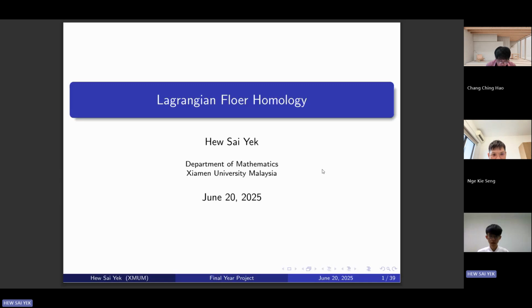Good evening, everyone. Today my topic is Lagrangian Floer homology. Lagrangian Floer homology was introduced by Floer. He used it to tackle the Arnold conjecture.